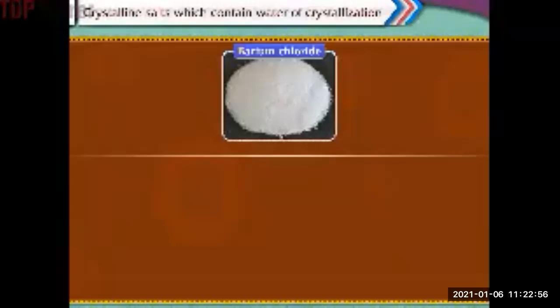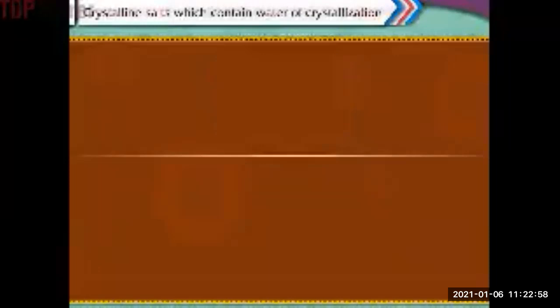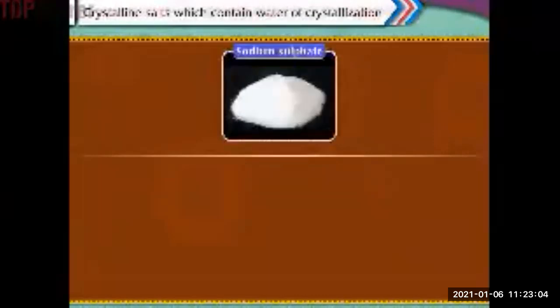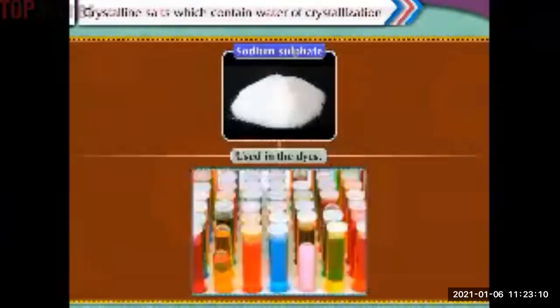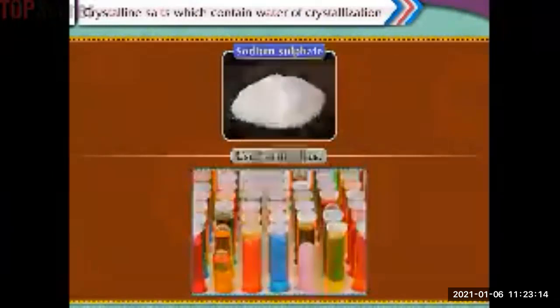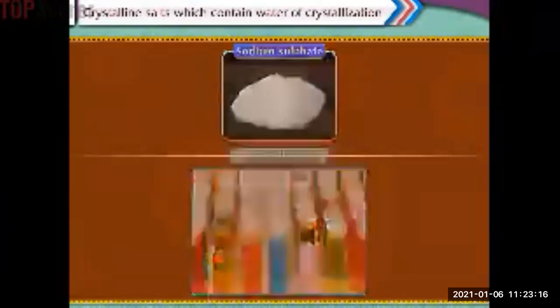Sodium sulfate is used in the preparation of detergents. It is used to make paper pulp in the paper industry. It is also used in dyes. Blue vitriol is used in the blood test to diagnose anemia. Blue vitriol and slaked lime are used in the Bordeaux mixture, which is used as a fungicide on fruits like grapes and muskmelon.